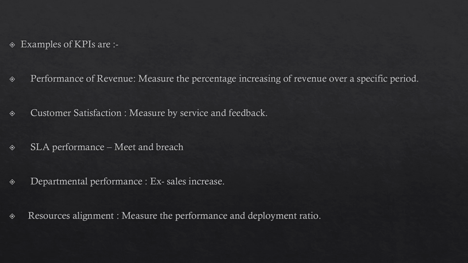Next is departmental performance, for example sales, etc., which we can measure by KPI methodology. Next is resources alignment, meaning measure the performance and deployment ratio. We can check the performance from KPIs.